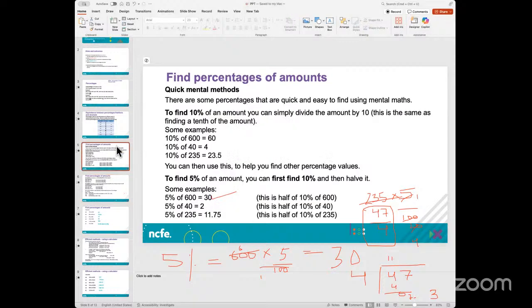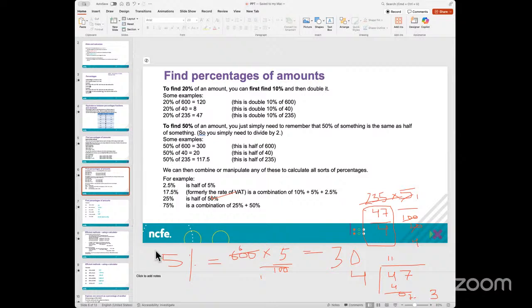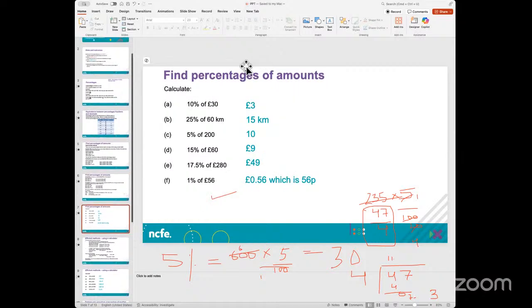Now, the other bits that we are going to look at: here we were finding percentages of amounts, which are some examples that I've also given. Now, what we want to do is find percentages of amounts, because that is the key part of the topic. Now, we want to look at different situations in which we find percentages of amounts.